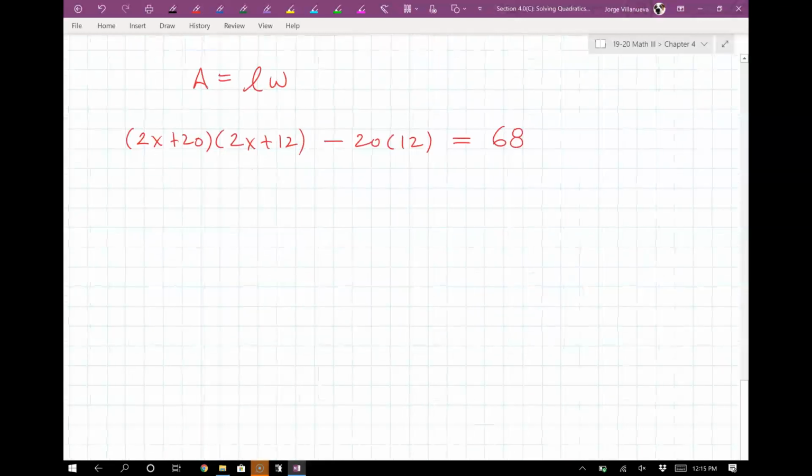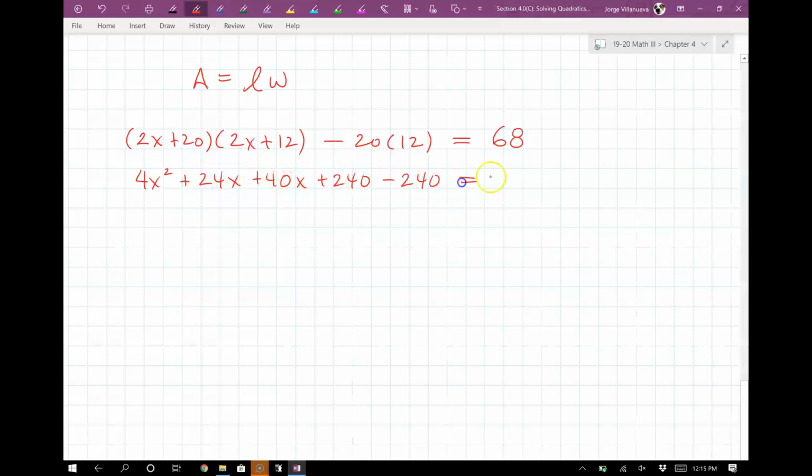All right. So we're going to distribute or FOIL the first one. So this is going to be 4x squared plus 24x plus 40x plus 240 minus 240 equals 68. Now notice I can cancel out those 240s. Right? 240 minus 240. Those are going to go away.